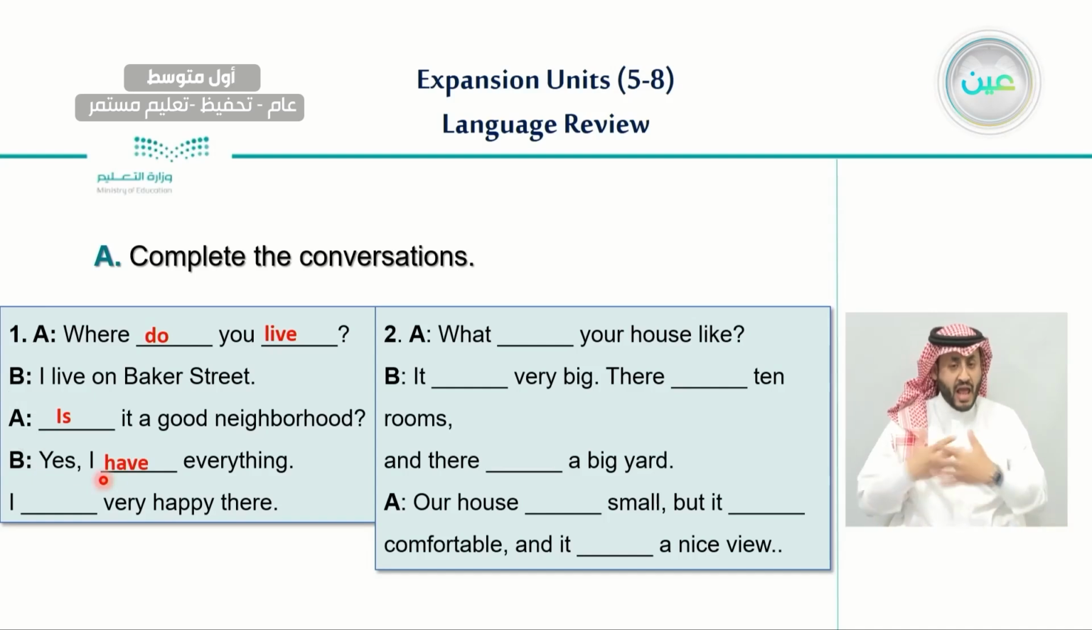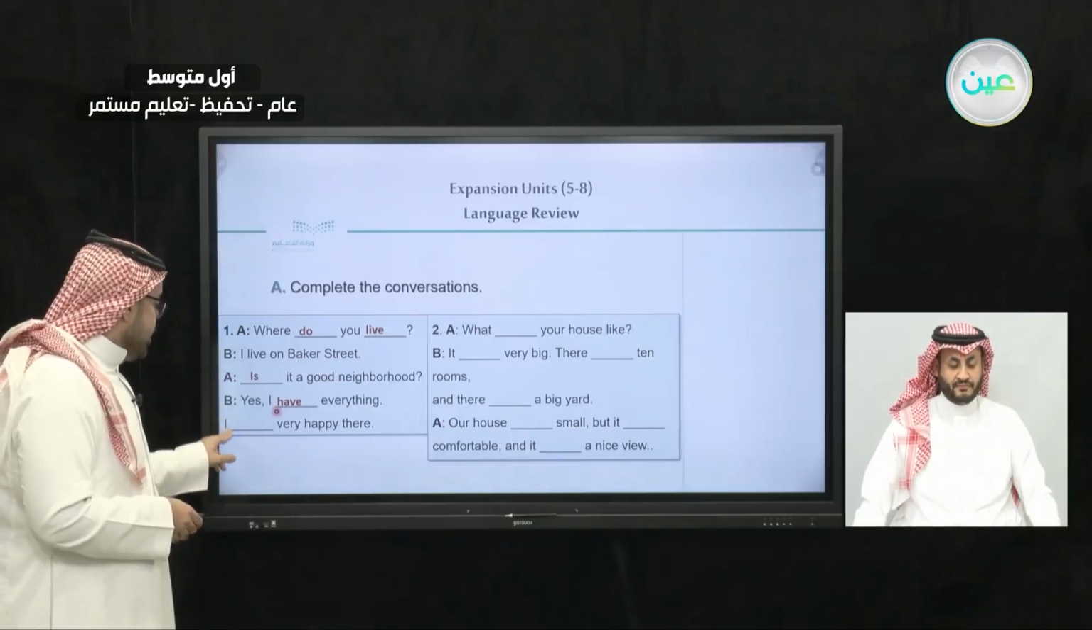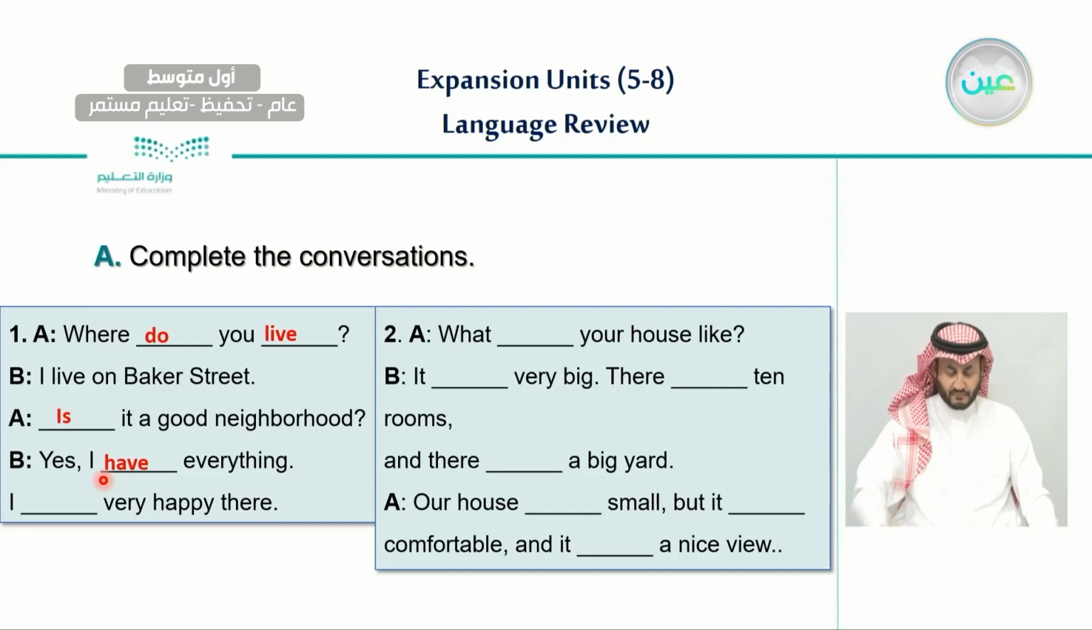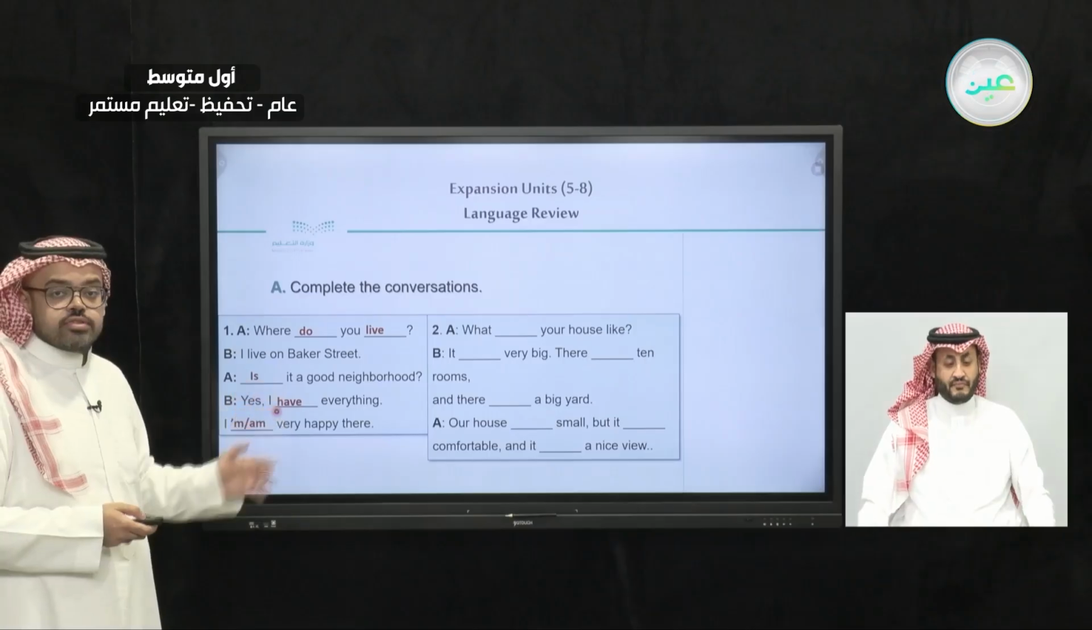Yes, I have everything. It means in this neighborhood, I have everything that I might need. And also here, I'm very happy there. So if you want to talk about yourself, what is the verb to be that comes after the subject I? Excellent. The verb to be is am, or I'm. You can choose either of them. So either you say, I'm very happy, or I am very happy. So here we have answered conversation number one.